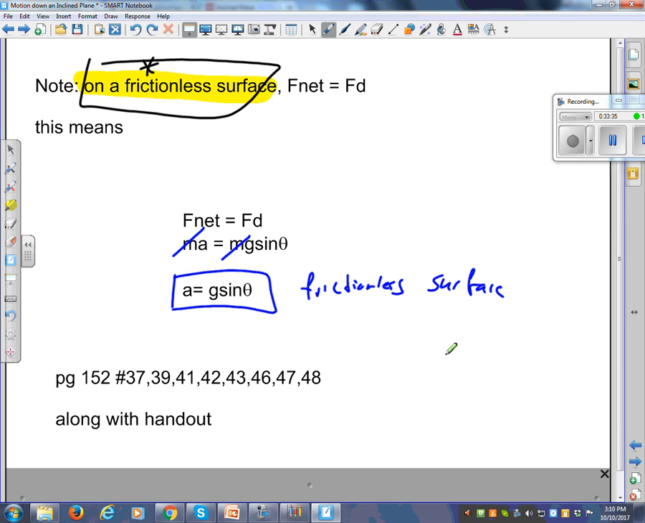The textbook has several ramp questions. They are on page 152. How do you know they're frictionless surfaces? I believe they're all frictionless. I could be wrong. Tomorrow I will deal with friction on ramps. There are some in the handout. The ones in the handout are kind of made by me. They're very basic, generic. There's nothing fancy, it's just, here's an object, it's on a ramp, have fun.